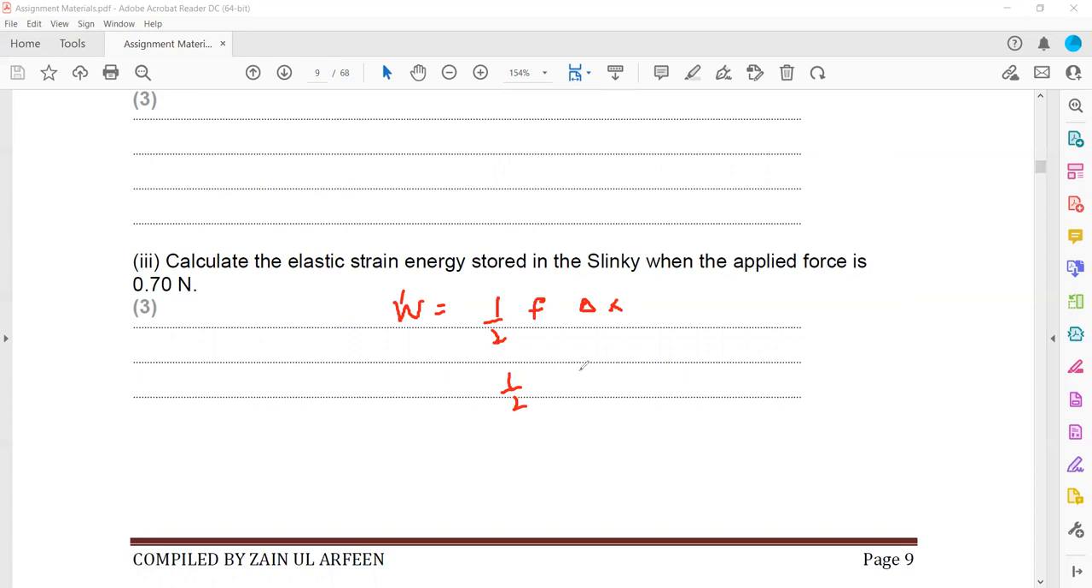So force is 0.7 and extension is 100 centimeter, but because the SI unit of energy is joule, we should have force in Newton and distance in meter. So Newton meter is actually given to you. So it will be 0.35. The work done is 0.35 joules, the elastic strain energy.